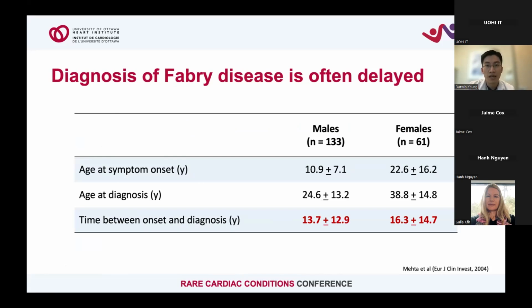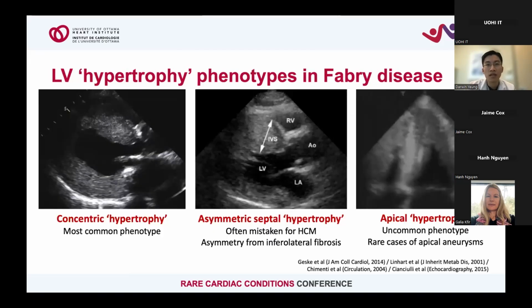As we saw in the case that we demonstrated, the diagnosis of Fabry disease is often delayed. In one prior study, the time between onset of manifestations of Fabry disease and diagnosis was in the order of at least 10 to 15 years. Increased LV wall thickness, or what we label as LV hypertrophy, is the most common cardiac manifestation of Fabry disease. And I just want to demonstrate here that the LV hypertrophy phenotypes can be remarkably similar to hypertrophic cardiomyopathy.